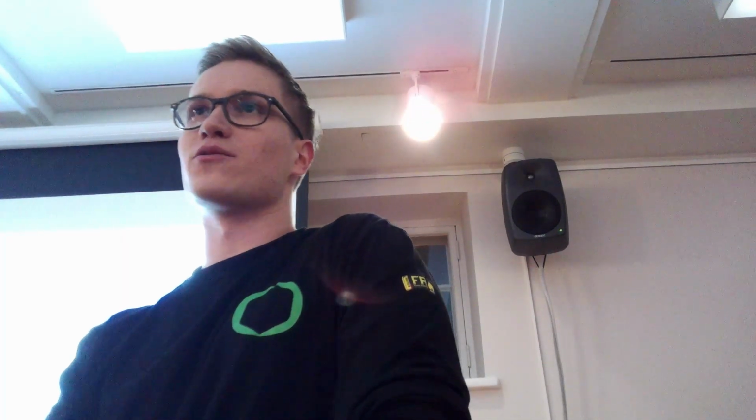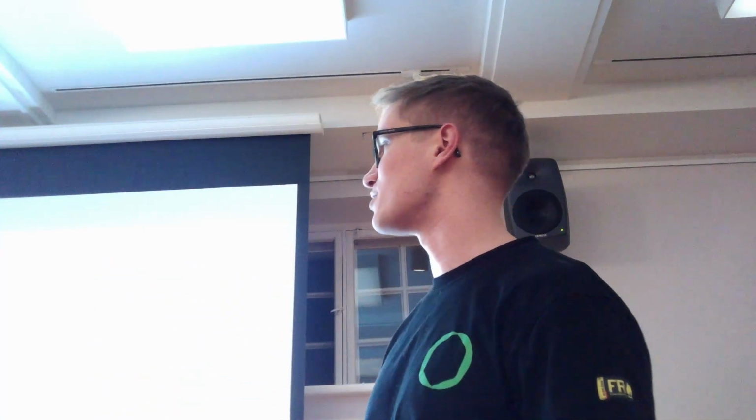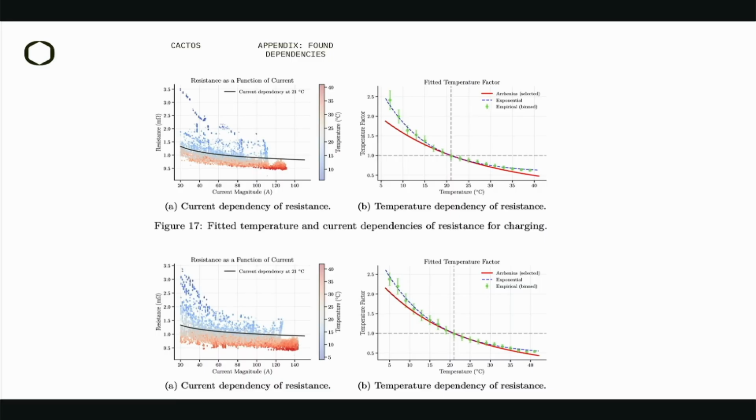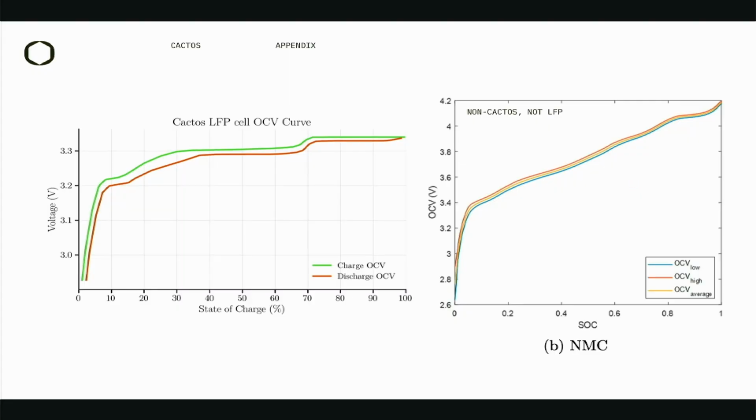It depends somewhat, but the general trends are the same across different cells of the same chemistry. For example, here you can see some of the current dependency and temperature dependency. The shapes are the same, or the trends. So this can be used for others, but it can be refined for the specific cell. Also, there's an example of an NMC cell, so the curve is much more linear, so easier to use.